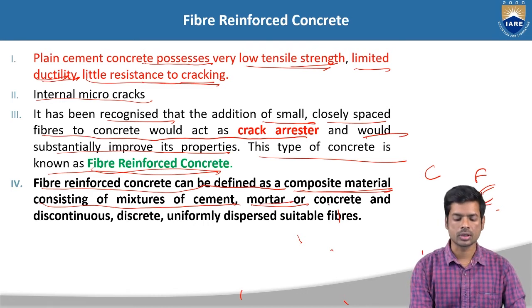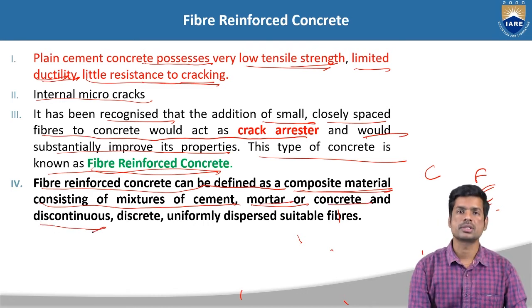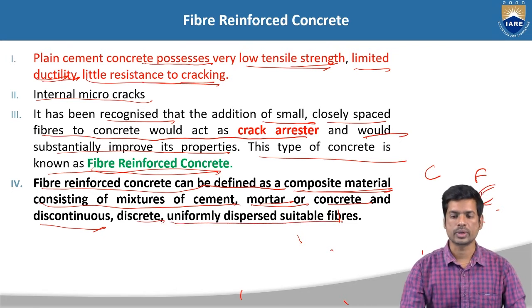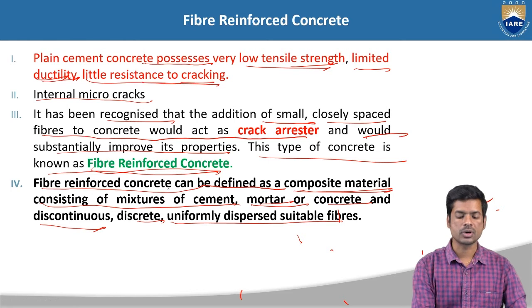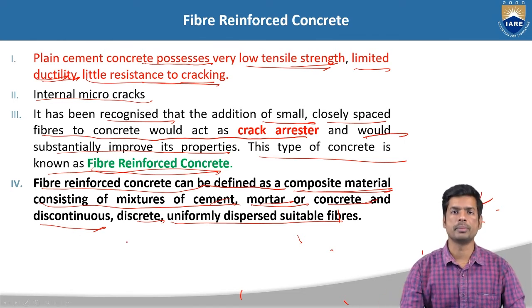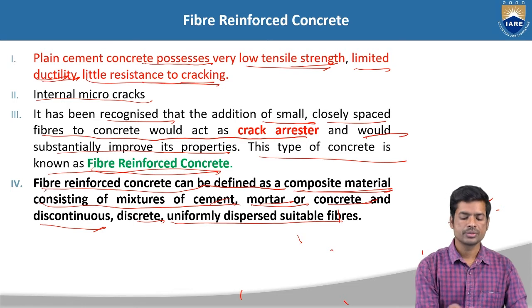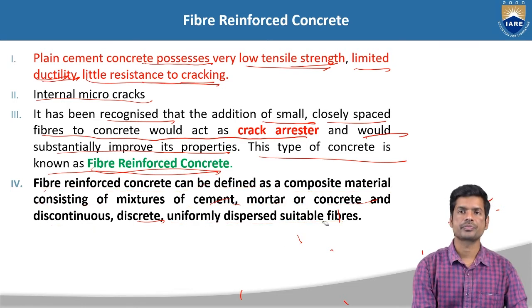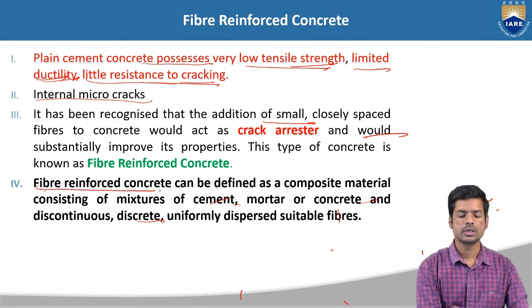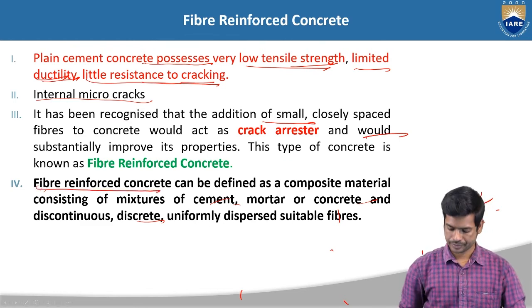So mortar, concrete and discontinuous, discrete and uniformly disposed suitable fibers. This fiber reinforced concrete is going to consist of all these materials: cement, mortar or concrete, and discontinuous or uniformly disposed suitable fibers. This will be called fiber reinforced concrete.